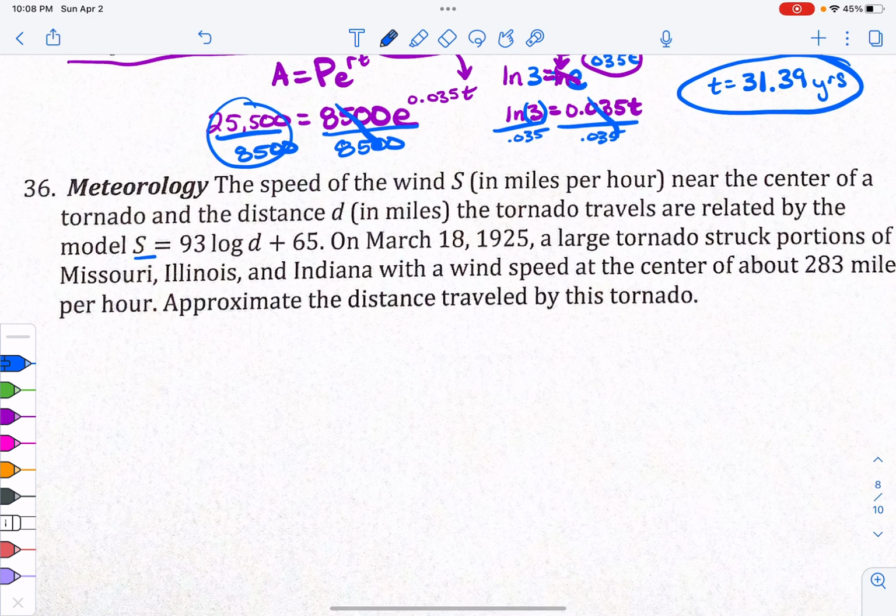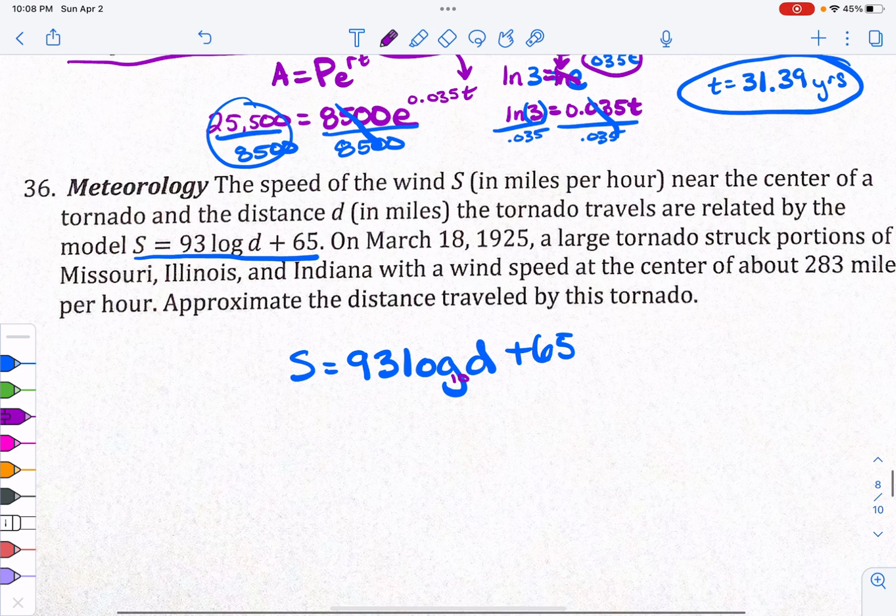They give me an equation here, but let's see what it's talking about. I'm going to write it down here. S equals 93 log D plus 65. One more thing I'm going to add in here: this is a log base 10, right? There's no base on it, so I'm going to assume that it's a base of 10, and I'm going to add that in there.